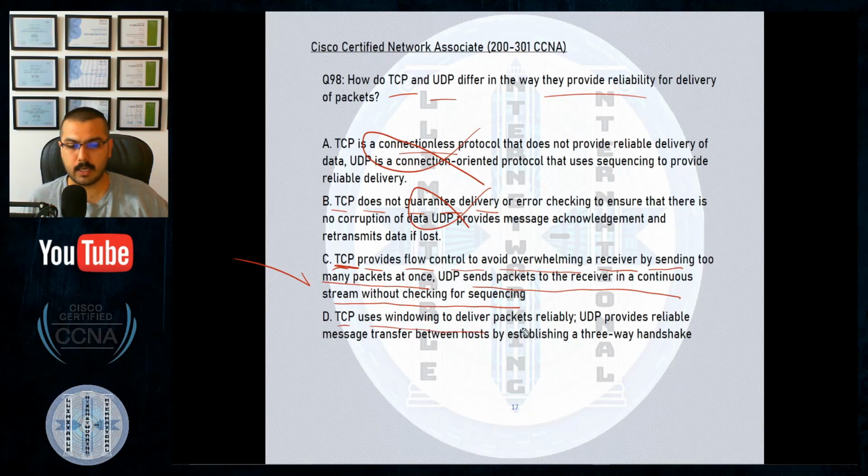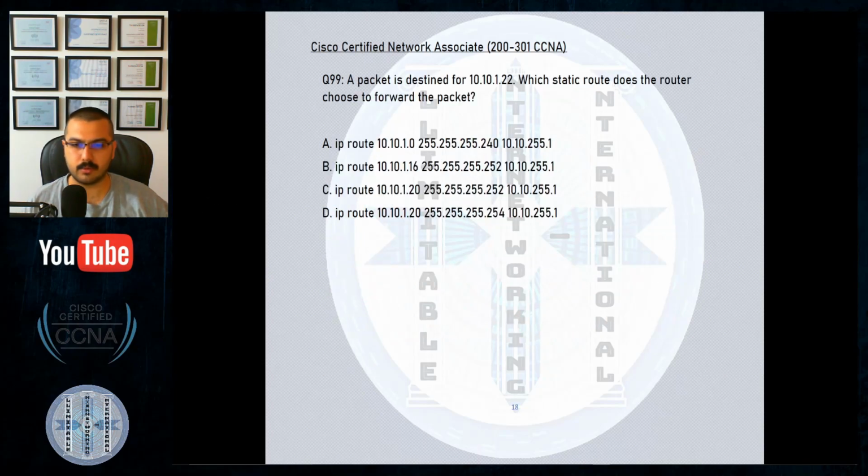But this is the correct statement. TCP uses windowing. UDP provides reliability. No, UDP does not provide reliability at all. Does TCP use windowing? Yeah, I believe both of them do use windowing, meaning the ports.